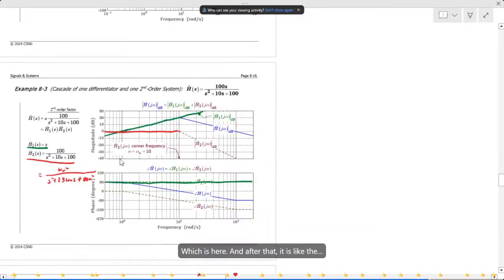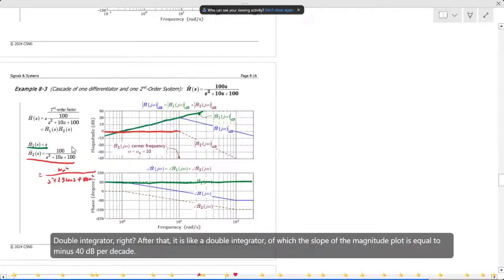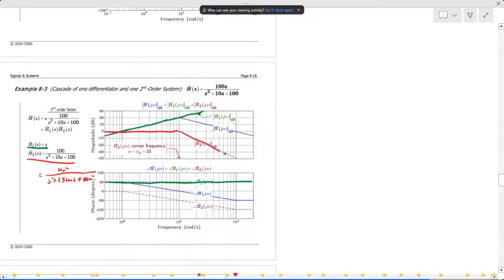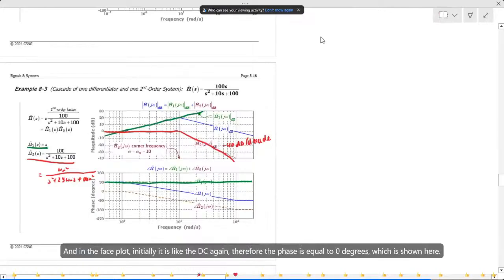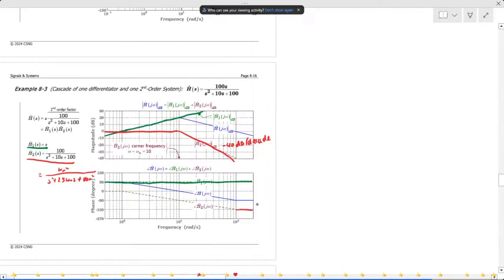And after that, it is like a double integrator, of which the slope of the magnitude plot is equal to minus 40 dB per decade. Here is minus 40 dB per decade. And in the phase plot, initially it is like the DC gain. Therefore, the phase is equal to 0 degrees, which is shown here. And when the frequency is very high, the phase is equal to the phase of a double integrator, which is minus 180 degrees. And in between, we can connect these 2 points.